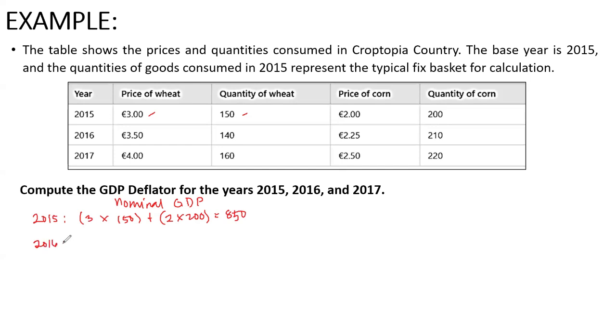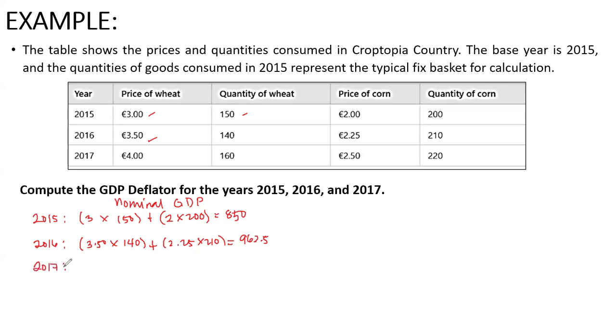And for 2016, you have 3.50 times 140, that is 490, plus 2.25 times 210. So you multiply and add the products of these two goods. We have here 962.5. So again, 3.50 times 140, plus 2.25 times 210. So you have here 962.5.